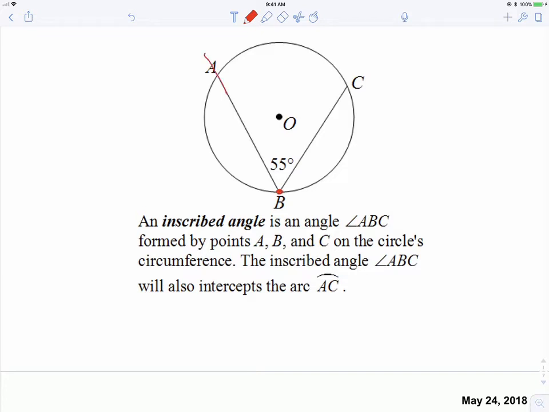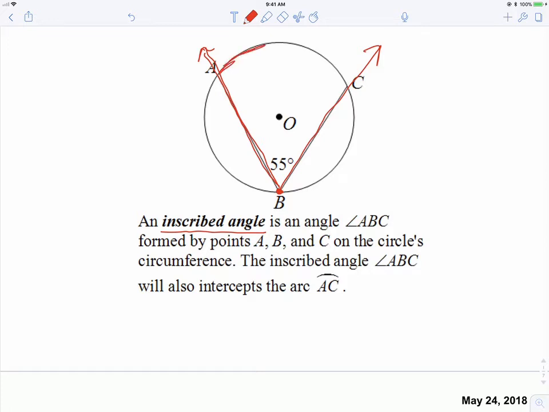So here's my angle. Its vertex is not on the center. Its vertex is now on the circle. So anytime the vertex of an angle is on the circle, we're going to call that an inscribed angle, okay? And for time, I'm going to just keep going. You should pause, draw the picture, write down the definition, okay? So the inscribed angle is an angle whose vertex is on the circle.